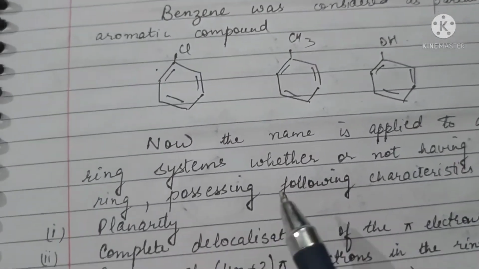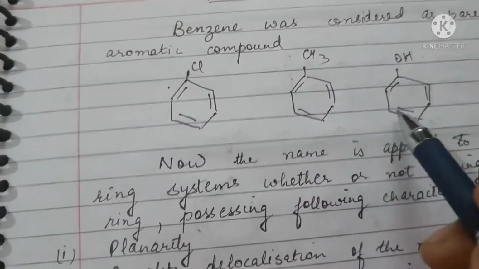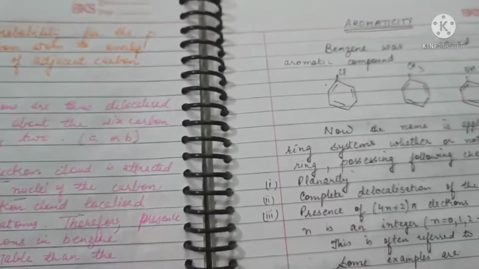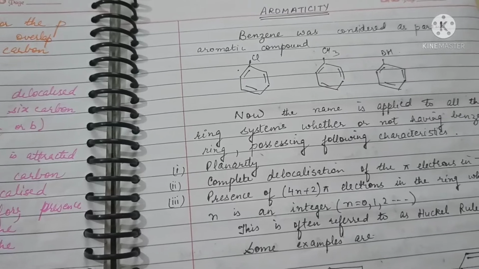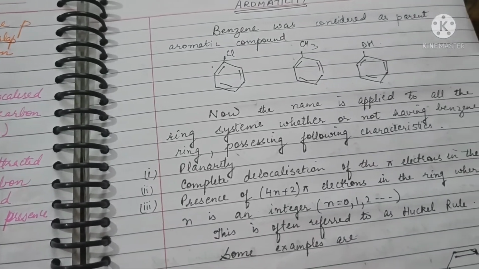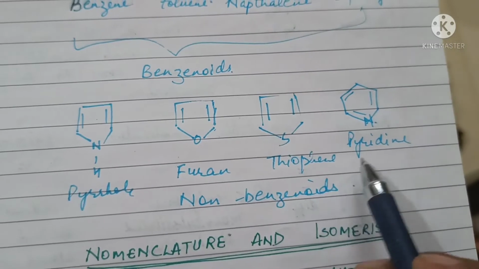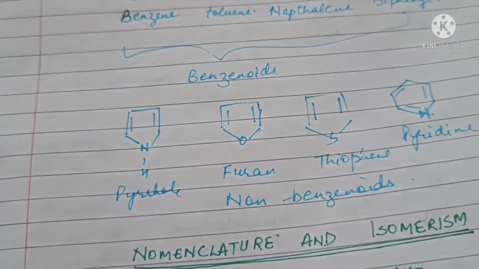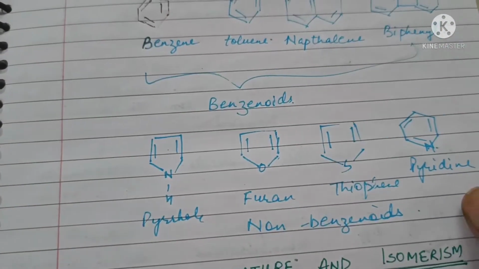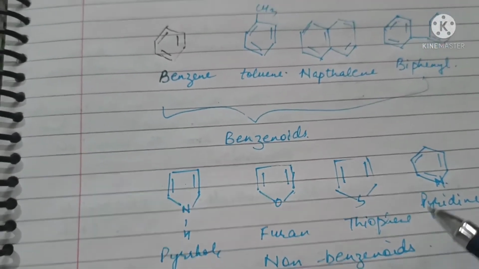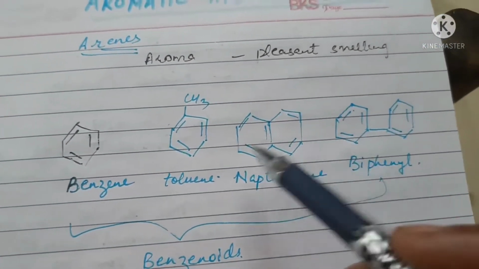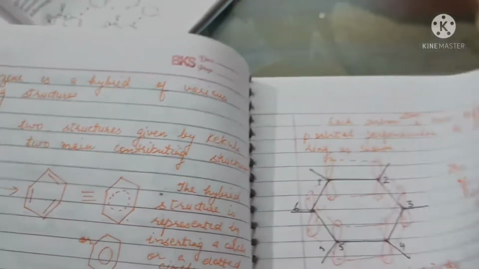But now we know that apart from benzene-like structures, we also have structures where there is no benzene ring system. That is, even compounds which do not contain a benzene ring can be aromatic. For example, pyrrole, furan, thiophene, pyridine. These are also aromatic compounds. So they are called non-benzenoid, whereas those which are derived from benzene rings are called benzenoids.